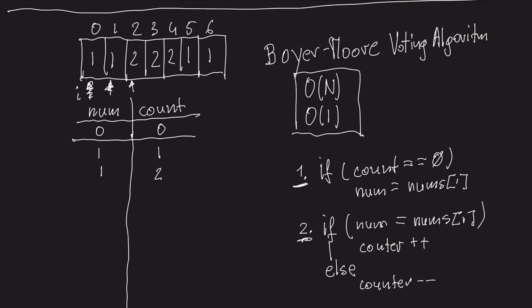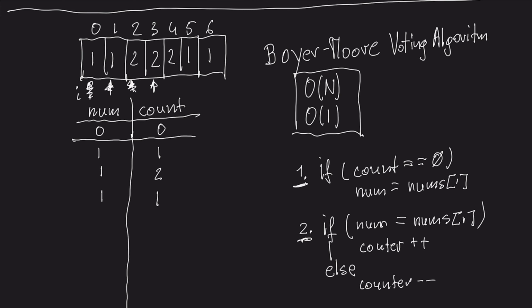Next element is 2. We will again do those two steps. So is count equal to 0? No, it is not. Is num equal to the current element? The current element is 2. The num is 1. So it is not. So we will decrement the counter. So the counter will become 1, but the num remains unchanged. We move to the next element and we repeat the process.